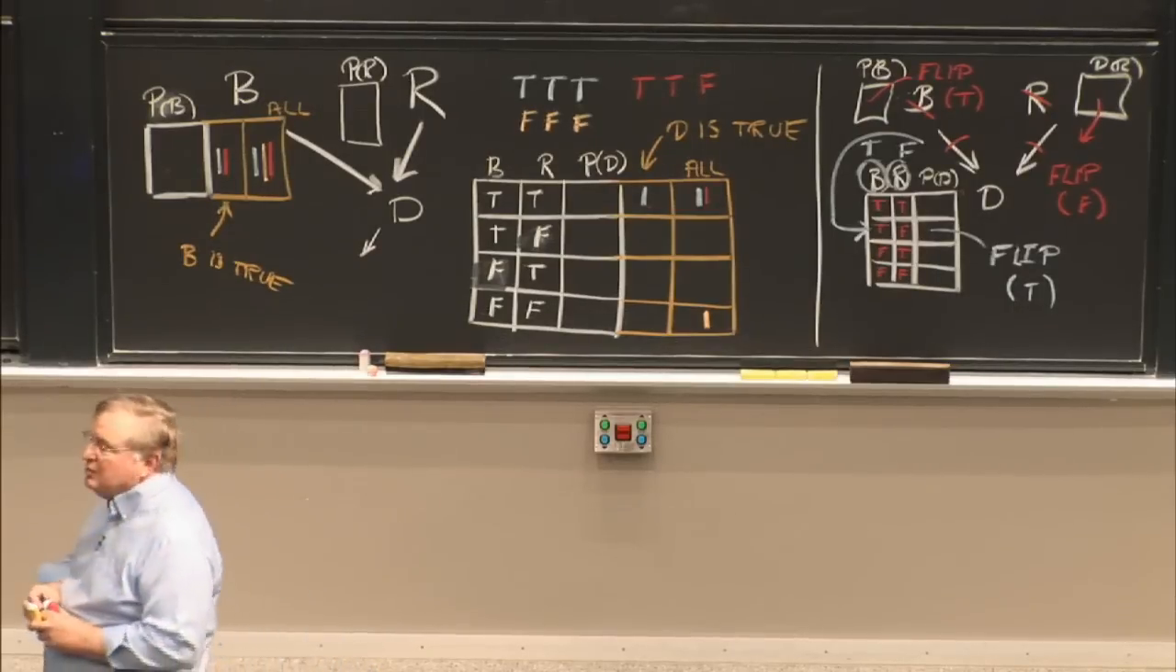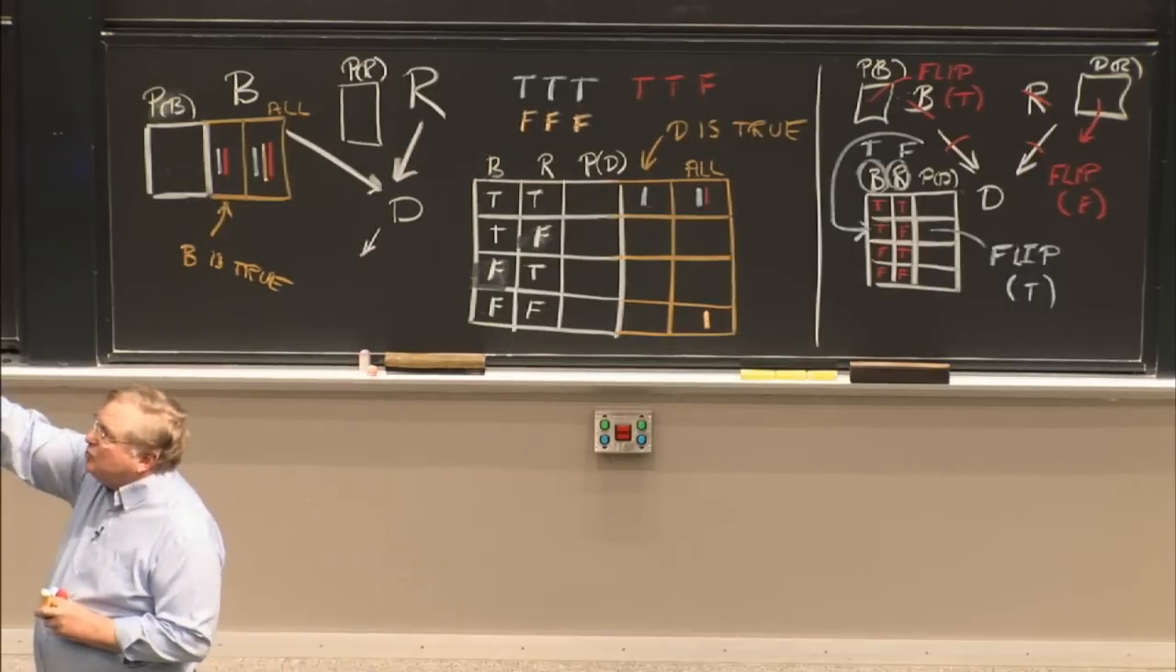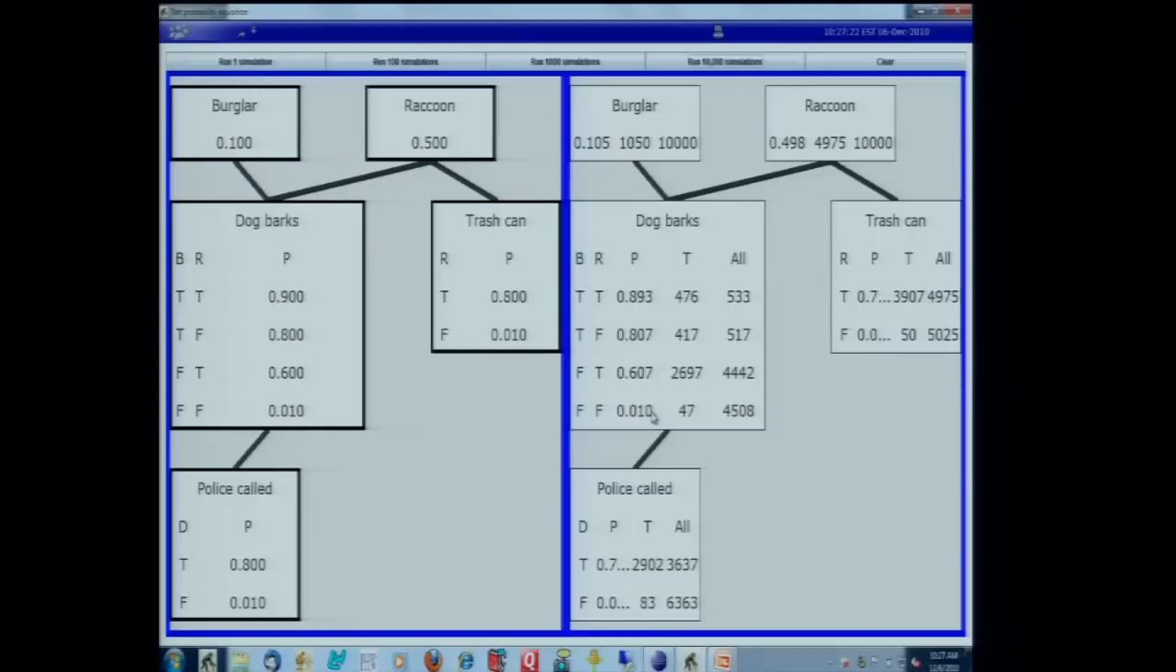Yeah, in fact, how did I get those numbers? Actually, what I did is I used the model on the left to generate the samples that were used to compute the probabilities on the right. So you've seen a demonstration of this already.